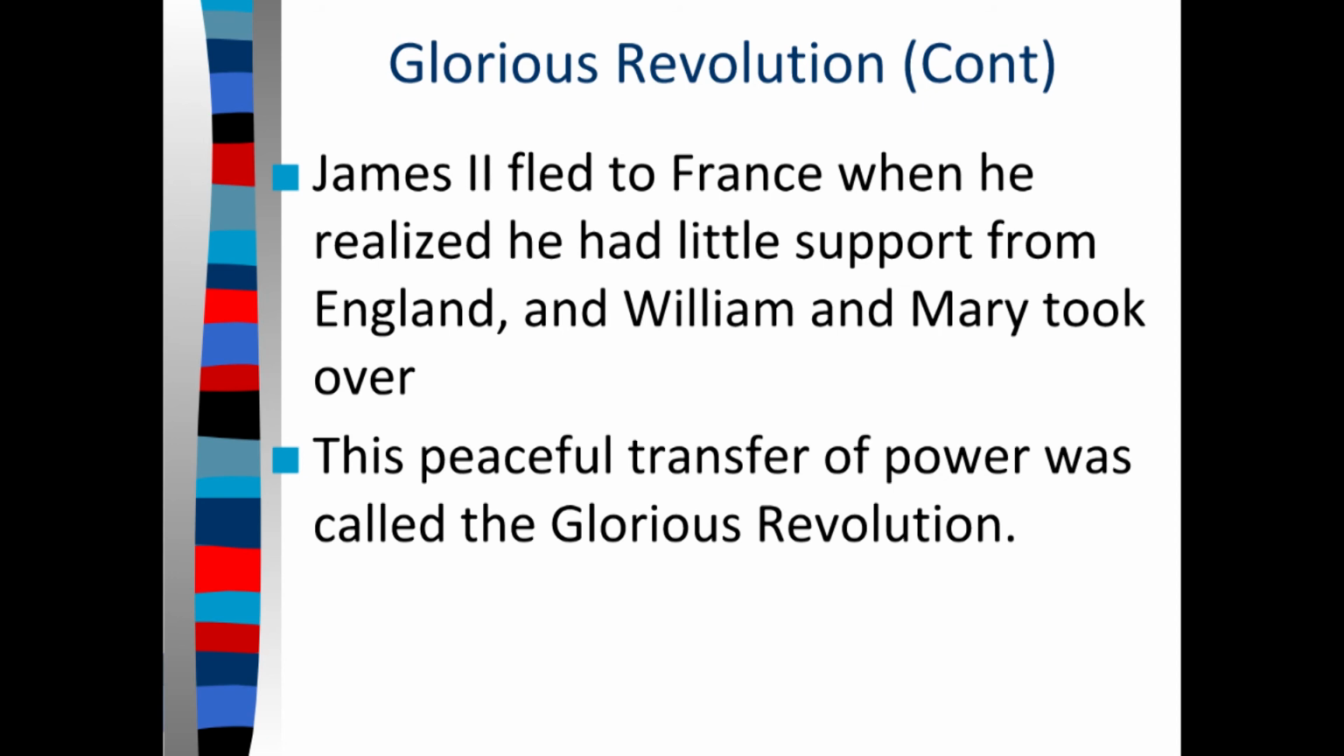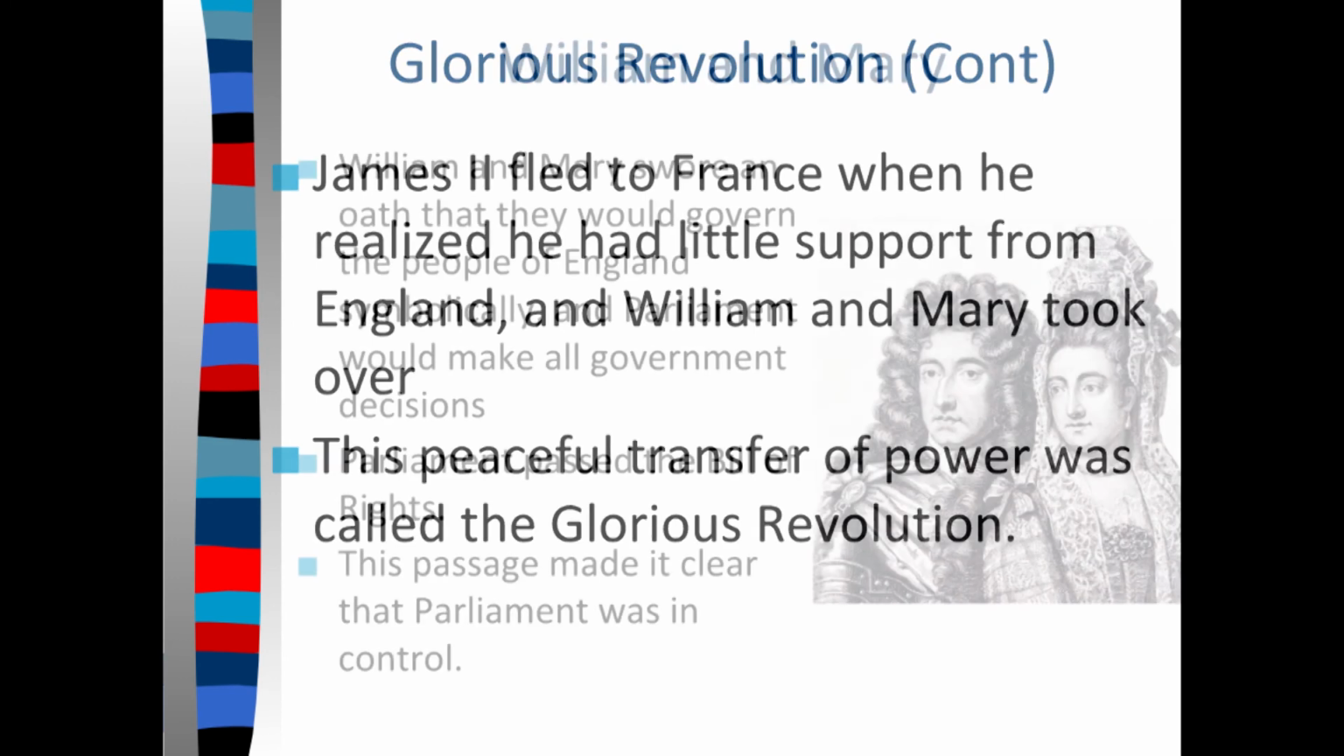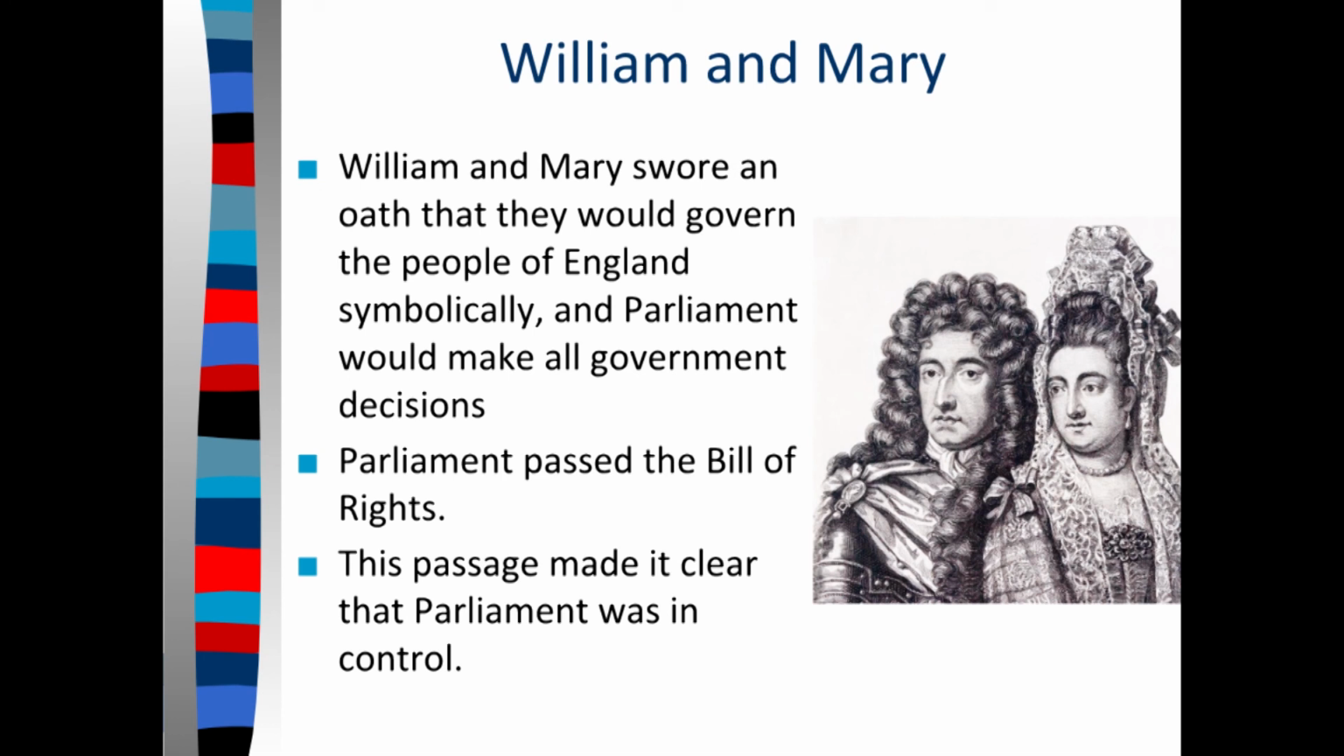William and Mary just say, we actually are going to come in and make peace and be really good. And that scares James and all the Catholics, so they flee to France. And from here on out, it's going to be a lot more peaceful. So William and Mary are going to swear an oath that they would govern the people of England symbolically, and that Parliament's going to make all the decisions.